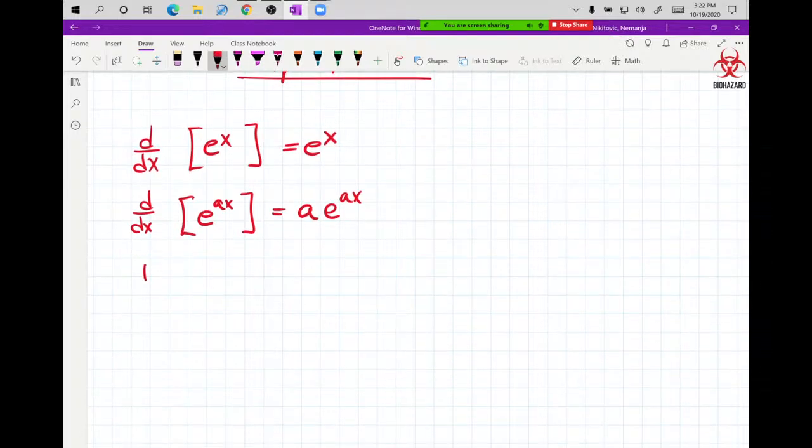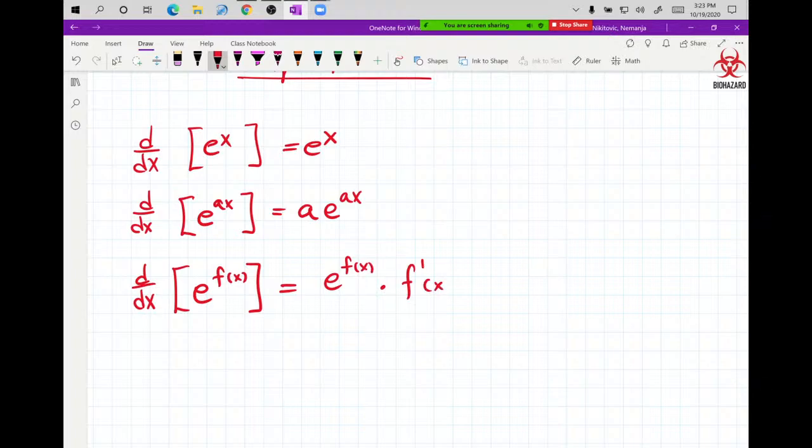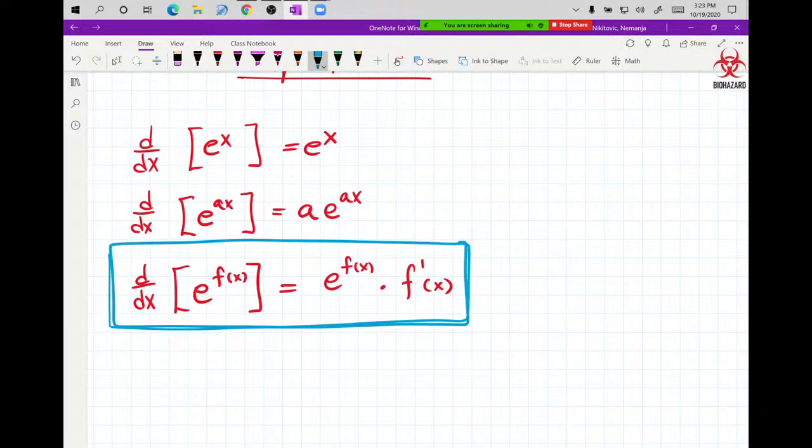And then now we would like to have e to the f of x. And this is your boss equation. This is the one that you need to know at all times, because 99% of everything you ever do will be in this form. And that is simply e to the f of x times f prime of x. It's a standard chain rule that you always have. That's it.